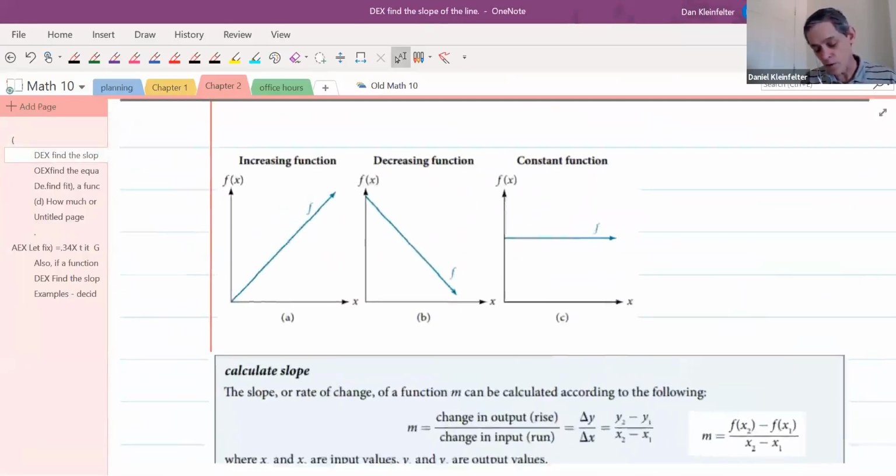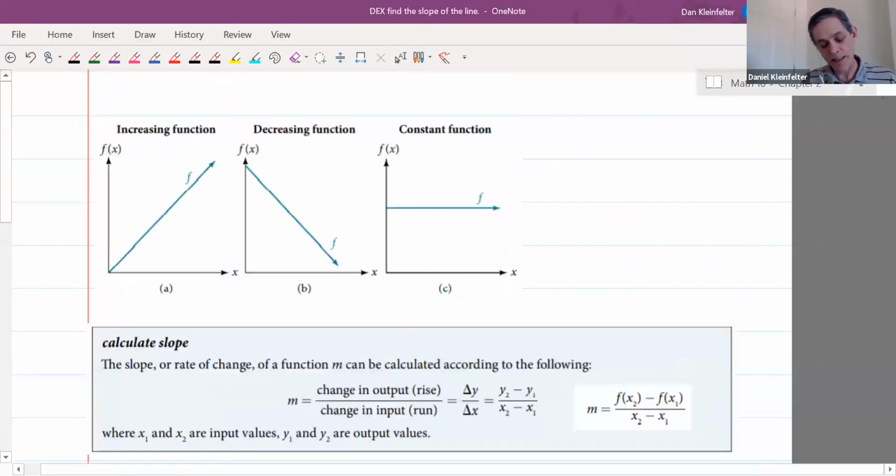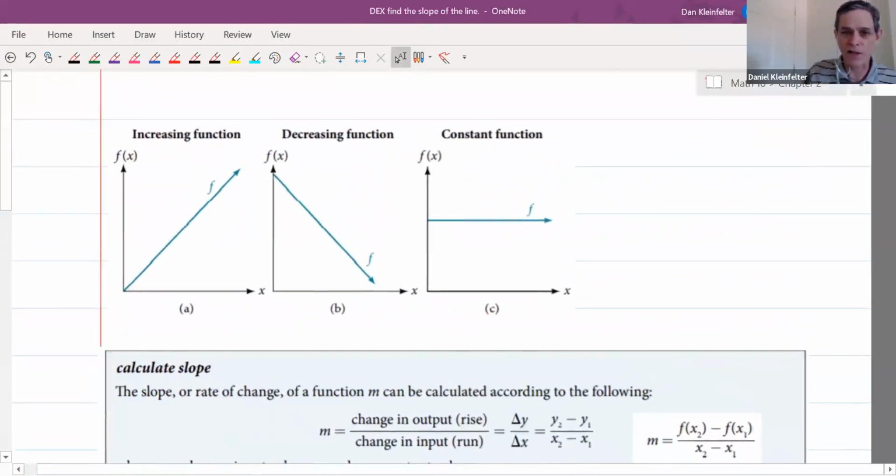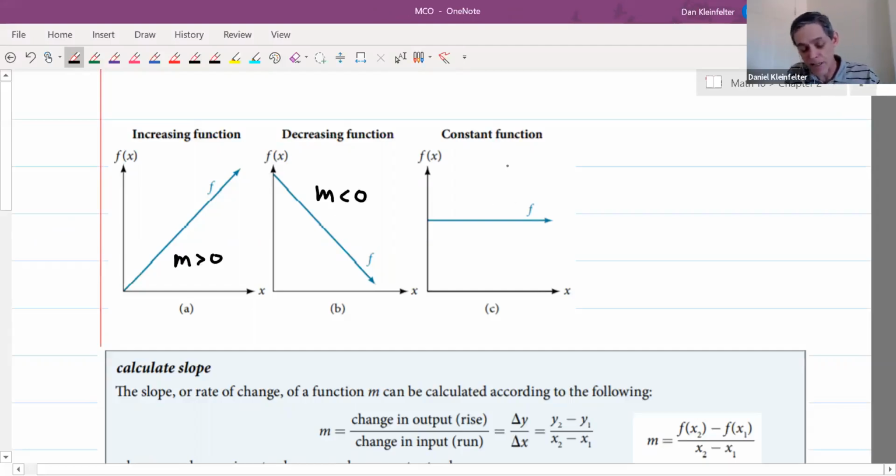Okay, so a key characteristic of a linear function is that the graph is a straight line, and equivalently that the slope is constant. If you have a function that is increasing, as shown in the picture here, that would correspond to having a positive slope. If you have a decreasing function, that would correspond to having a negative slope. And then a constant function has a 0 slope.